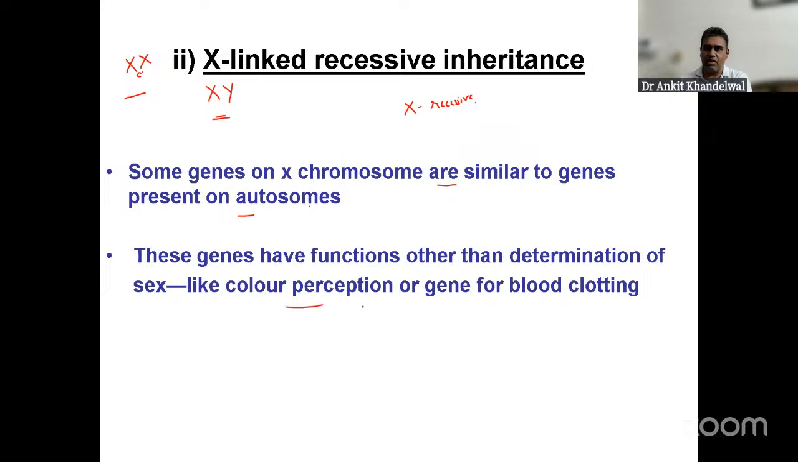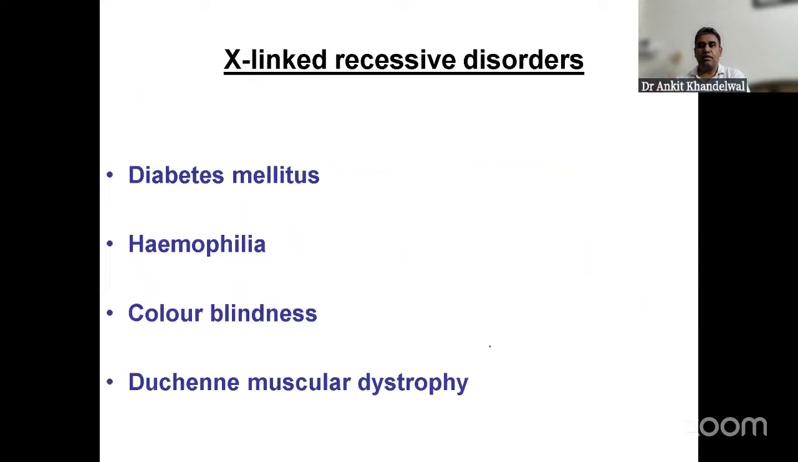Like color perception or the gene for blood clotting. Remember these. This will again come back in your biochemistry and your pathology. Some of the examples, not all the cases of diabetes, but a few theories are linked to diabetes mellitus. Hemophilia, so common. Okay, swollen knees, hemophilia, color blindness, DMD, Duchenne muscular dystrophy.